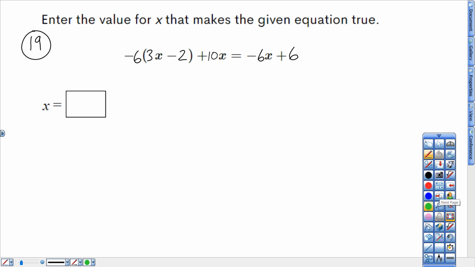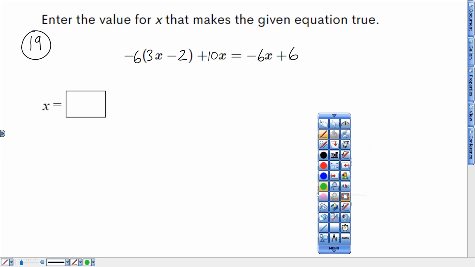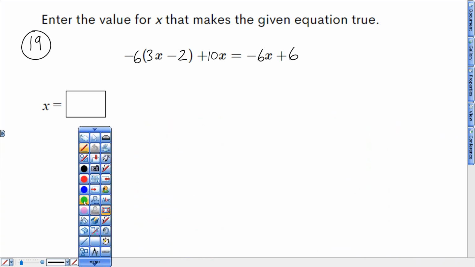19, another problem. Here we go. This one has you distribute and then solve. So I'm distributing this -6. Distribute first. That's going to give me -18x, +12 right there. And then bring down everything else.